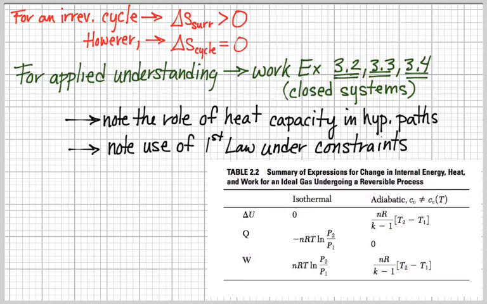For your applied understanding, I strongly recommend you work examples 3.2, 3.3, and 3.4. Work them by hand. I'm not talking about reading and looking for comprehension. Start writing them down. While you're doing that, look for the role of heat capacity in all these hypothetical paths. These are really good problems to deal with the ideas of hypothetical paths. Also, note the extensive use of the first law. We may be dealing with the second law, but we're using the first law quite a bit throughout these problem sets.